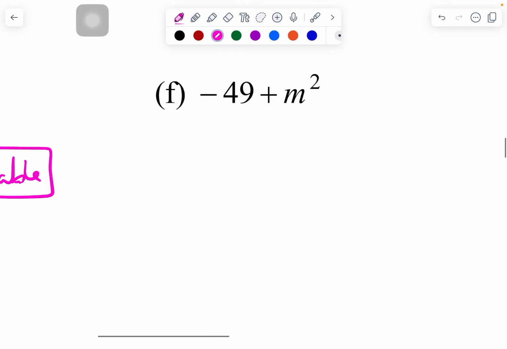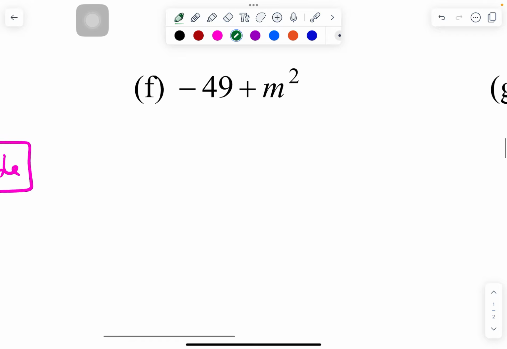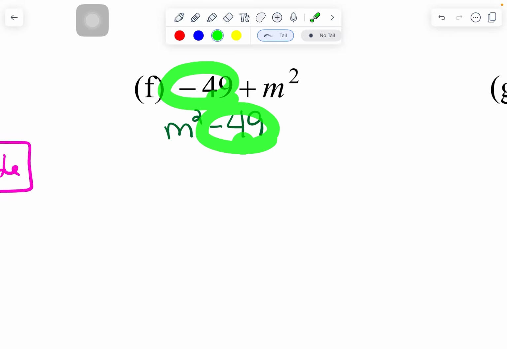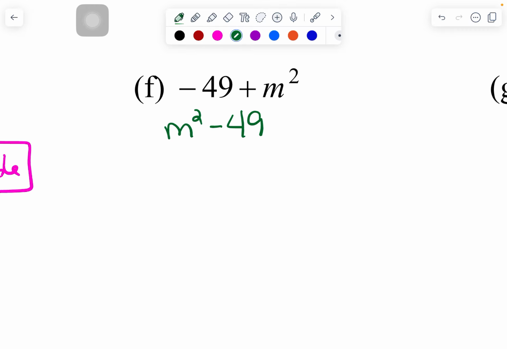All right, now part F looks a little goofy because the negative is coming first. So, well, okay, I'm just going to rewrite it. So I can do that, m squared minus 49. The m squared was positive here, m squared's positive here. 49 is negative here, 49 is being subtracted, which means it's a negative there. That is perfectly acceptable. So go ahead and write your two factors, split the m squared.